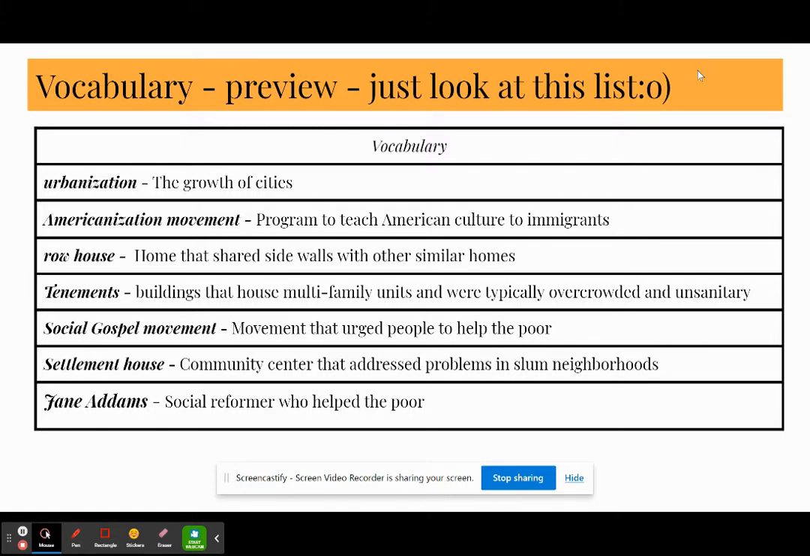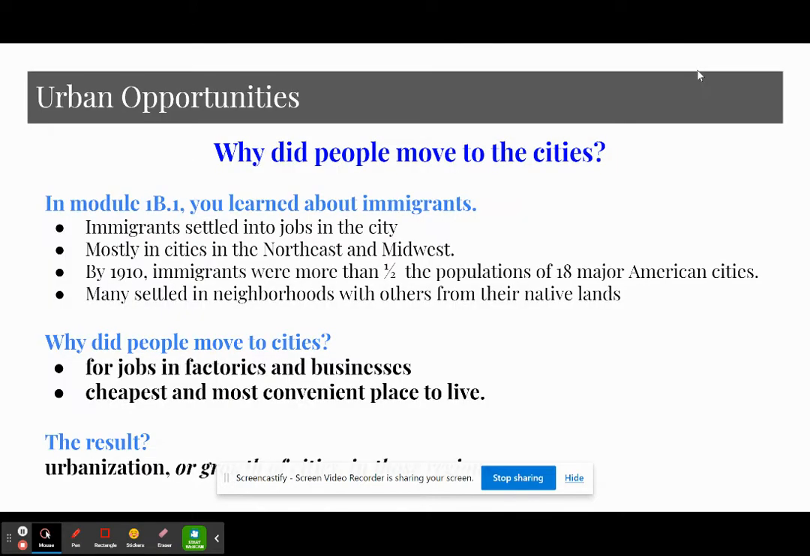All right, welcome back. So now we're going to take a look at things, just again, a quick recap. In Module 1B1, you learned about the immigrants and that they settled into jobs in the city, mostly in cities in the Northeast and Midwest. By 1910, immigrants are more than half the population of 18 major American cities, and many settled in neighborhoods with others from their native land.